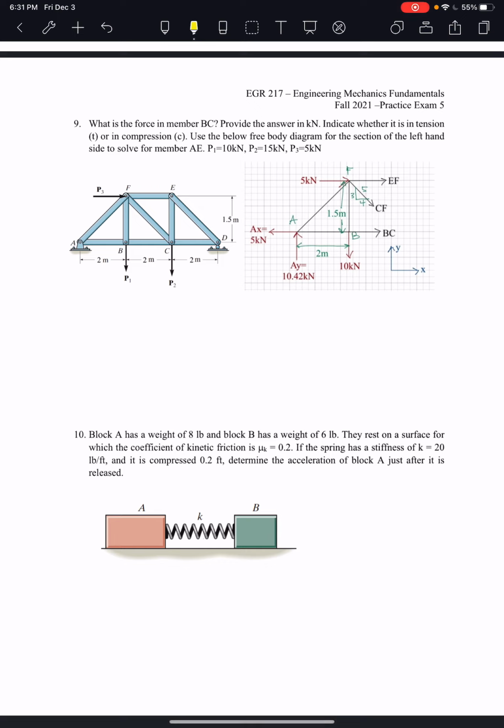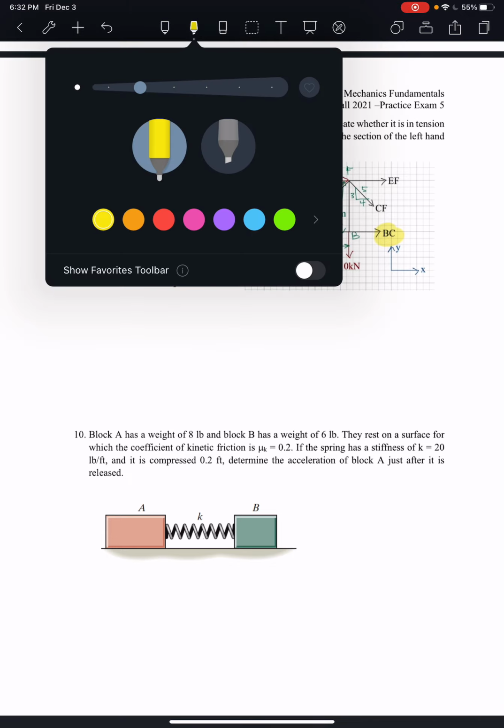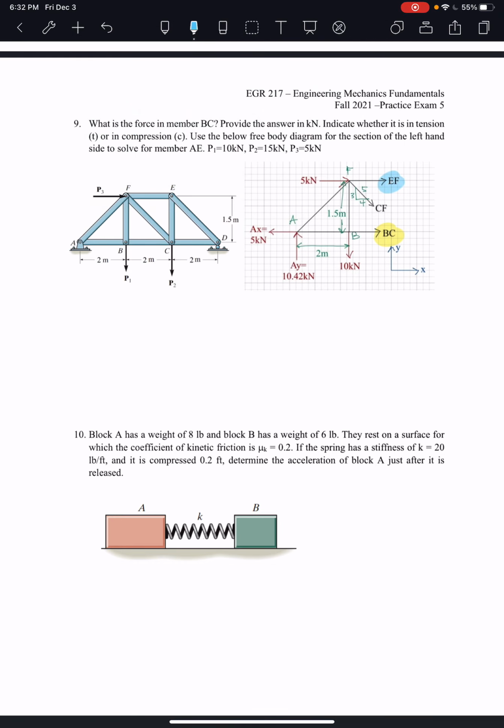Let's see, number 9. What is the force of member BC? Provide the answer in kilonewtons. Indicate whether it's in tension or in compression. Use the below free body diagram for the section of the left-hand side to solve for the member. So I've already solved part of it for you. So we're looking for BC. So that's that one here. We also have some unknowns in it. We don't know EF, we don't know CF, but everything else, it looks like it's given to us.